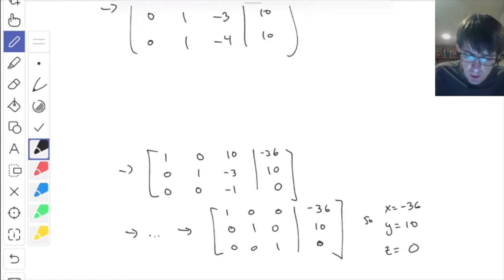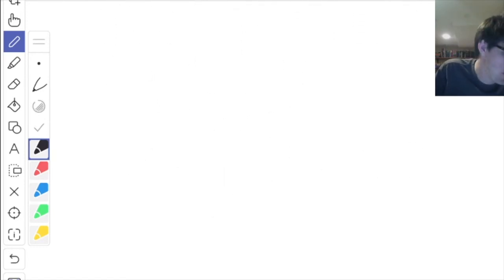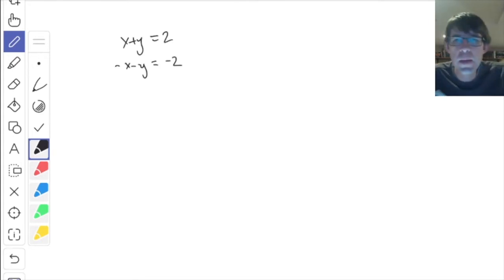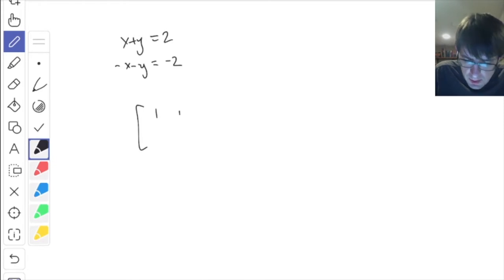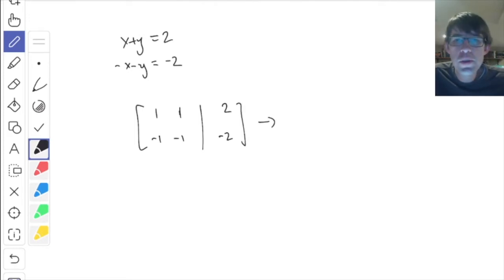Let's just look at one other. How about this? X plus y equals 2. This is just 2 variables. Minus x minus y equals minus 2. So this is an example where you don't get that nice form that we got at the end last time. Anyway, you put this in a matrix. In this case, you get 1, 1, 2 across the top, and then minus 1, minus 1, minus 2 across the bottom. You do some elimination steps.